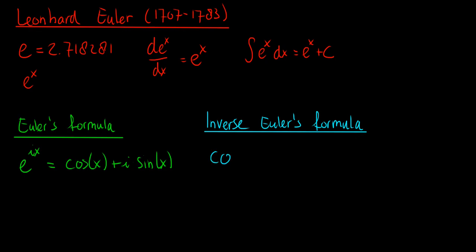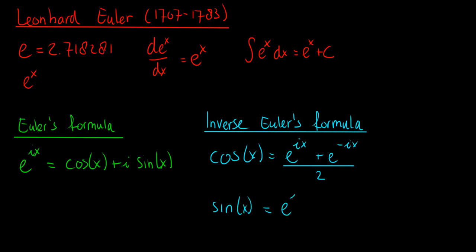First one is for the cosine, where we take the cosine of x is equal to e to the power ix plus e to the power minus ix, divided by 2. And for our other one, for the sine of x, this one has e to the power ix minus e to the power minus ix, divided by 2i.